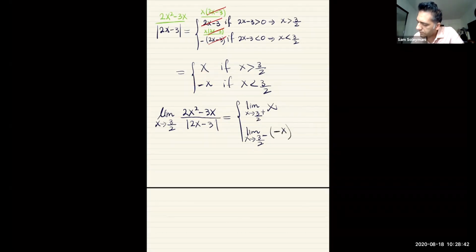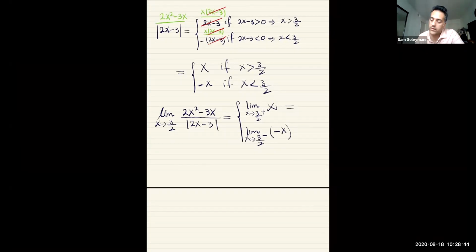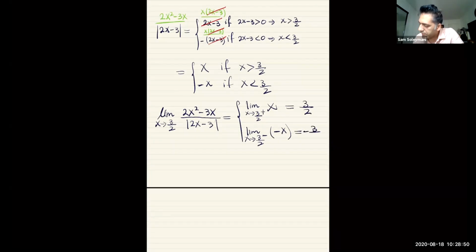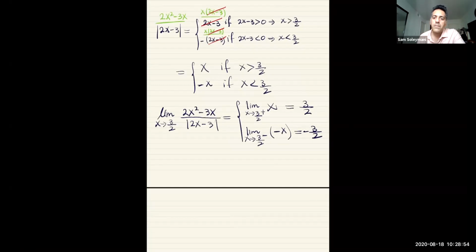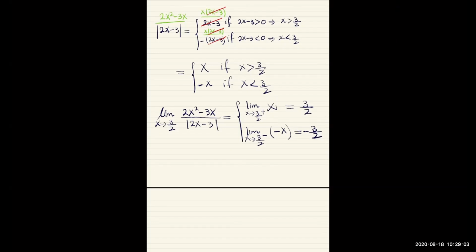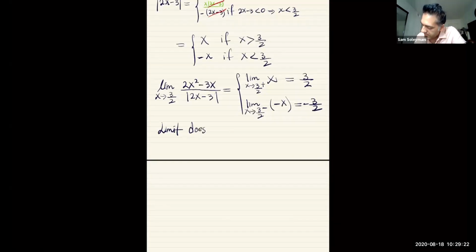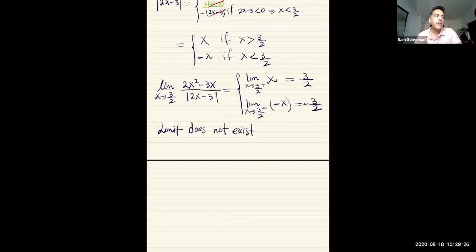From the left of 3/2, our function is just negative x. And guess what? These both give you different values. One is 3/2, and the other is negative 3/2. So what is the limit, you guys? Let me hear it. It doesn't exist. Yeah, so it doesn't exist.